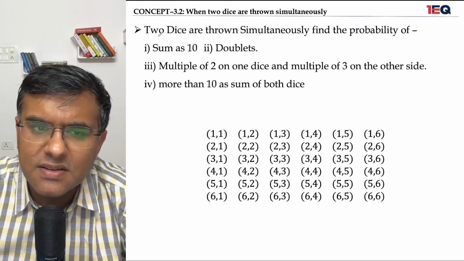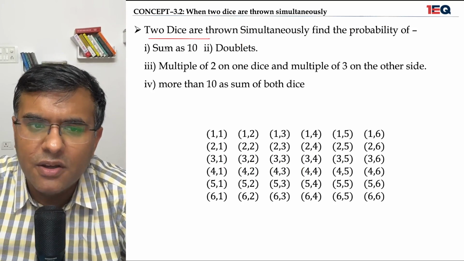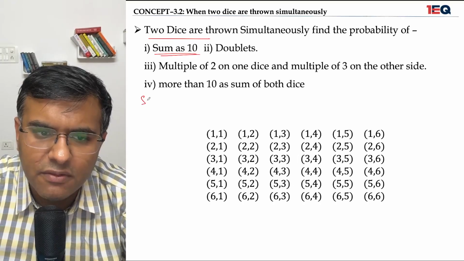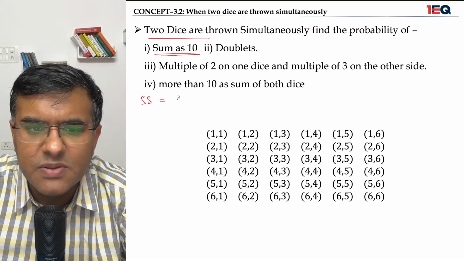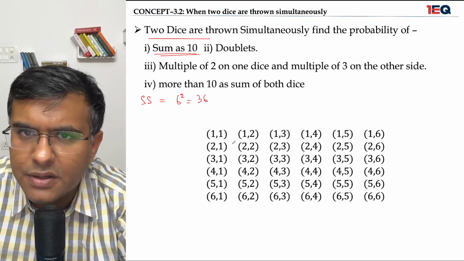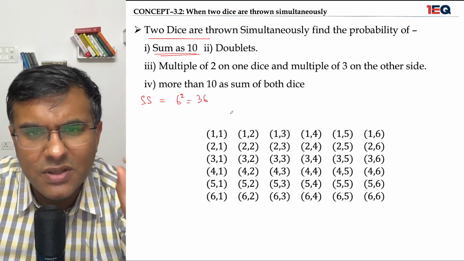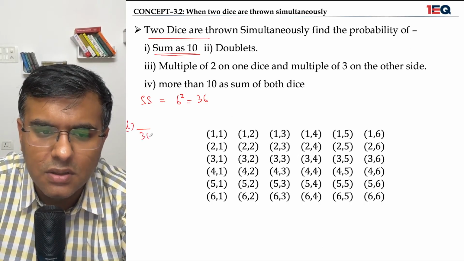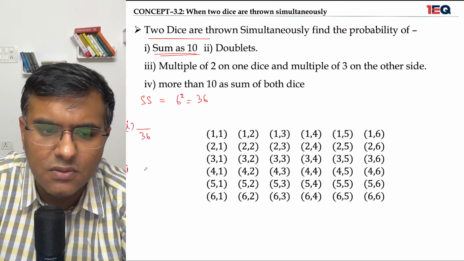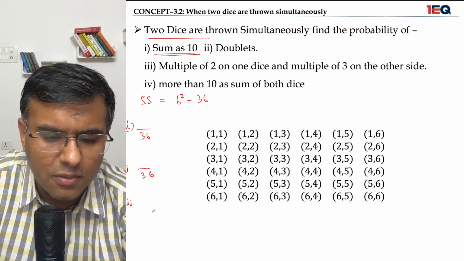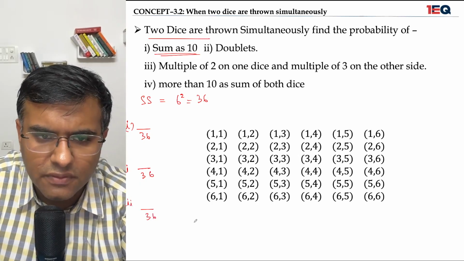Two dice are thrown simultaneously. Find the probability of the sum being 10. First of all, I would find out the size of the sample space. The sample space is going to be 6 squared, which is equal to 36. So all my denominators are going to be 36. For the first option, the denominator is 36. Similarly, for the second one also, the denominator is 36. For the third one, the denominator again is 36, and for the fourth one as well.